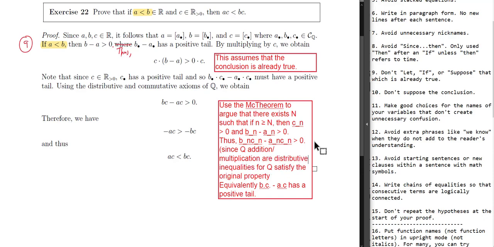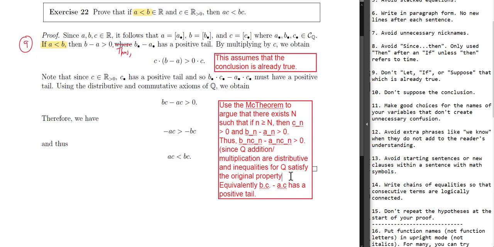Okay, so when I got from Bn minus An greater than 0 and Cn greater than 0, and I multiplied the Cn by the Bn minus An, the fact that I could write it like so, of course I'm using distributivity. And then the fact that I still have a positive here, that's using the property we're trying to prove, but for the rationals, not for the reals itself. Let's see, since Q addition and multiplication are distributive and inequalities for Q satisfy the original property.